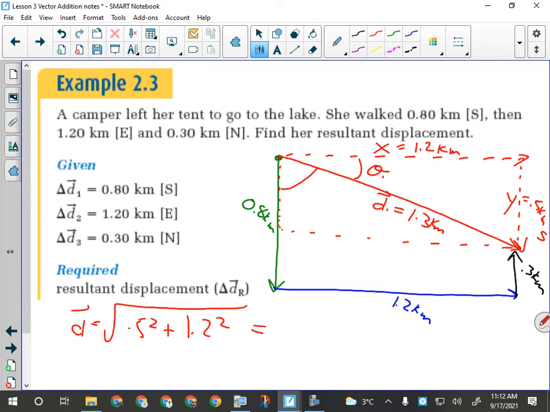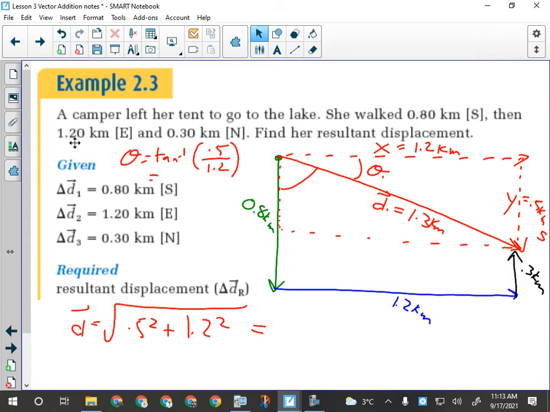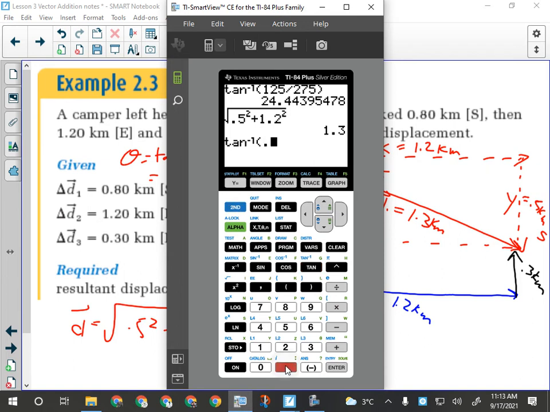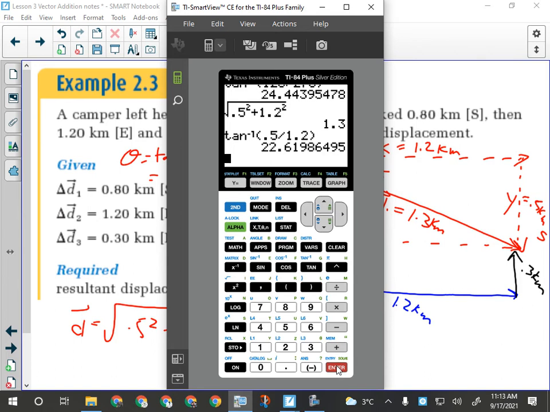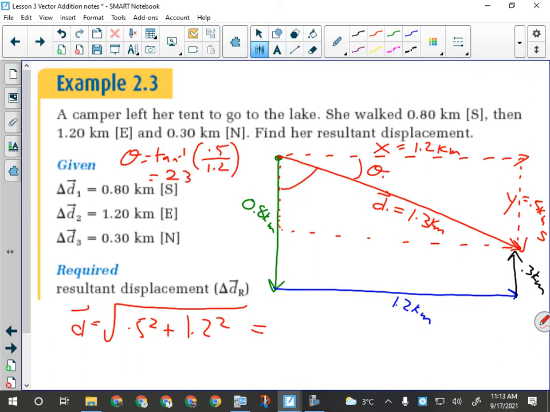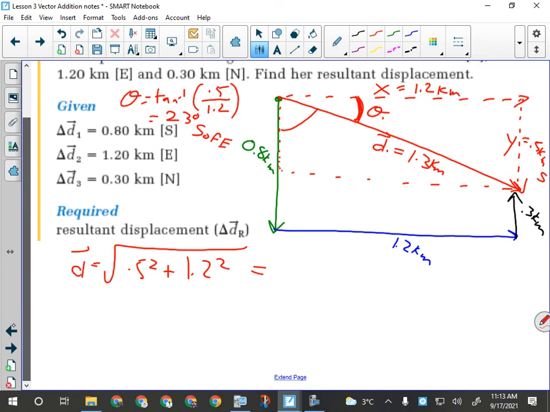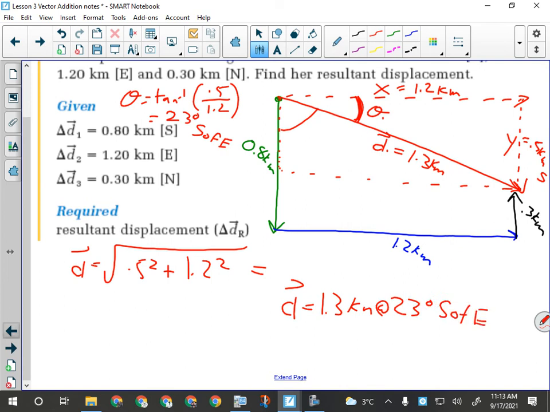Okay? So when I calculate theta here, theta is going to equal tan to the minus 1, because I'm going to pick the opposite side and the adjacent side. So 0.5 over 1.2. So second tan of 0.5 divided by 1.2. And we're looking at 22 point, actually we only got 2 sig digs here, so 23 degrees. And for me, because I drew this angle here, that is going to be south of east. So I get 23 degrees south of east. So the two possible correct answers for this would be the displacement of the object is 1.3 kilometers at 23 degrees south of east, or at 67 degrees east of south. Okay.